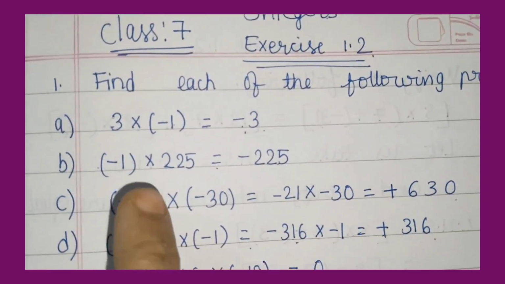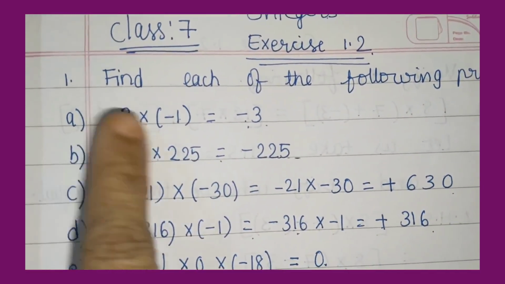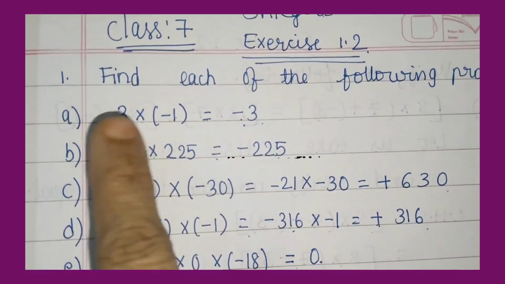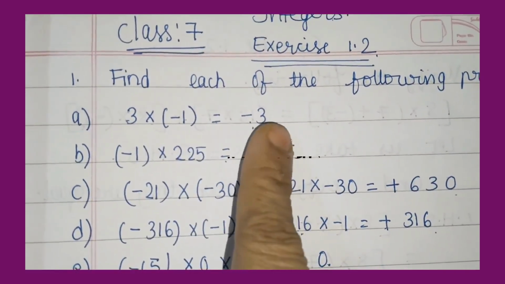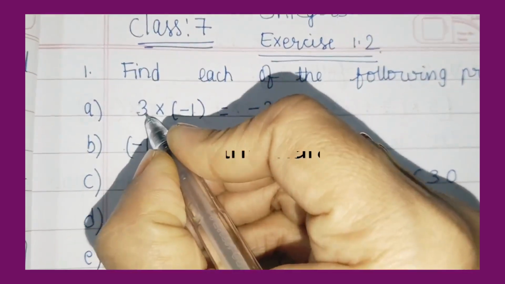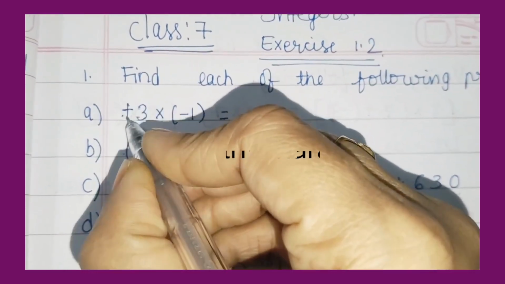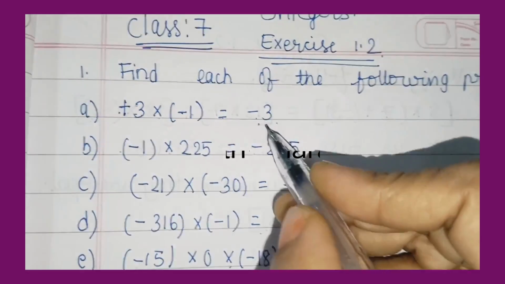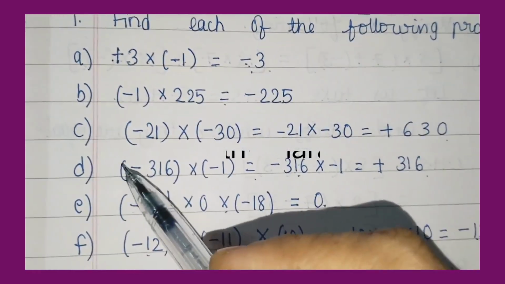So let us do these sums. So the first one, A, is 3 into minus 1, which is equal to 3 into 1 is equal to 3. Here if there is no symbol, that is nothing but plus. So plus into minus is minus. So you can see those tips.